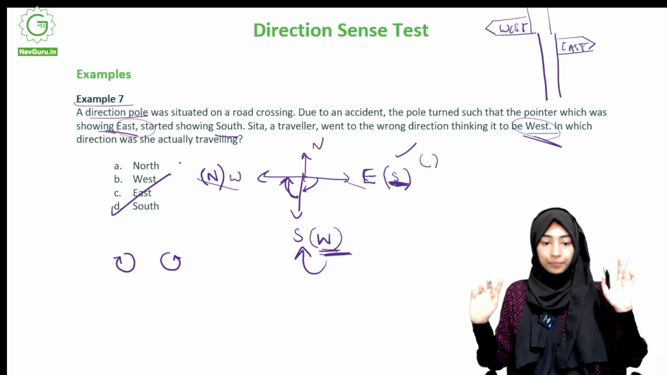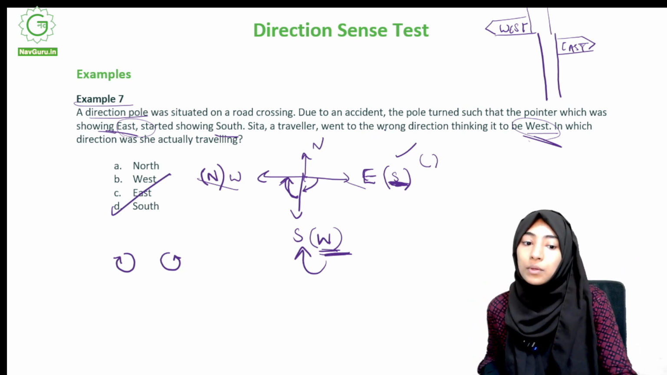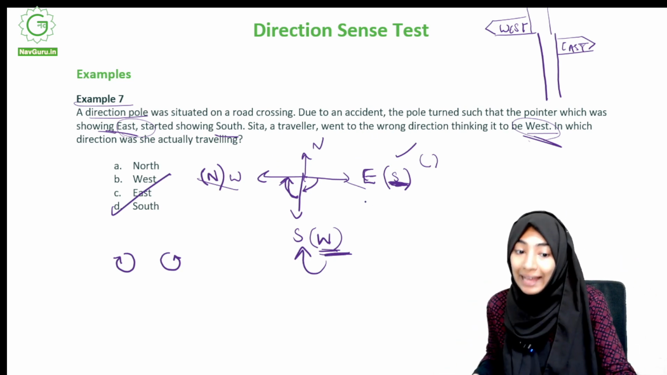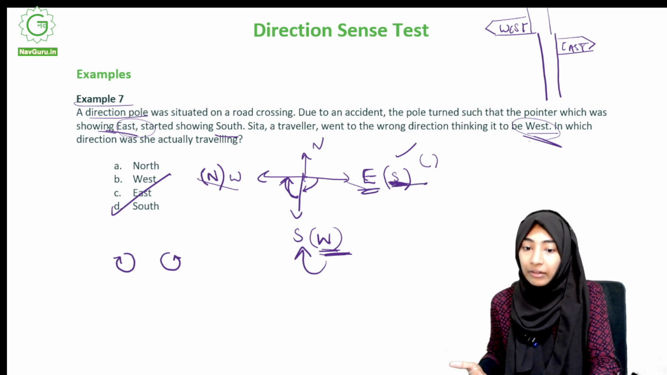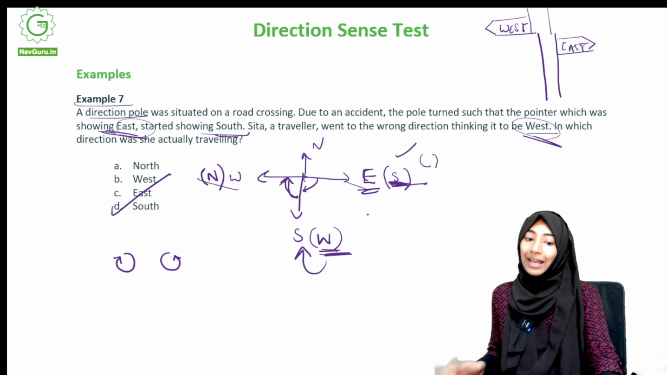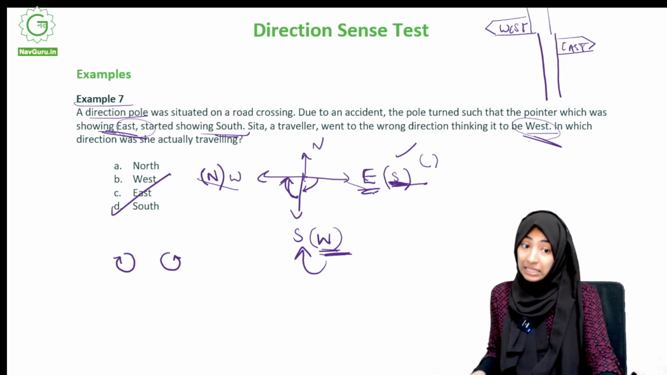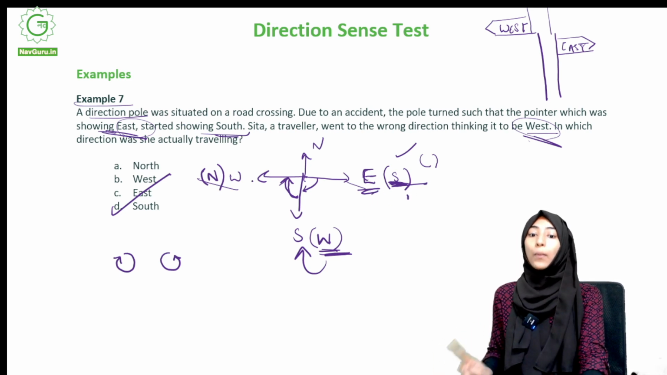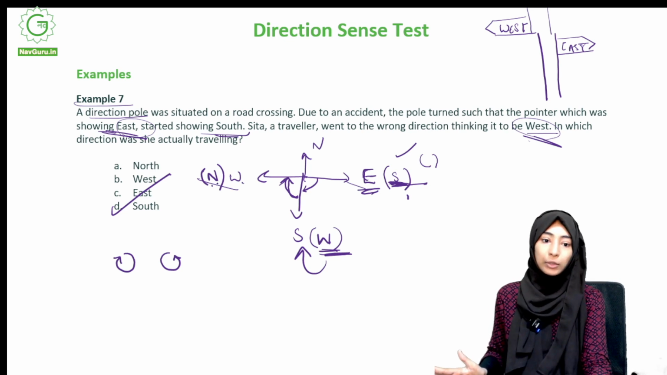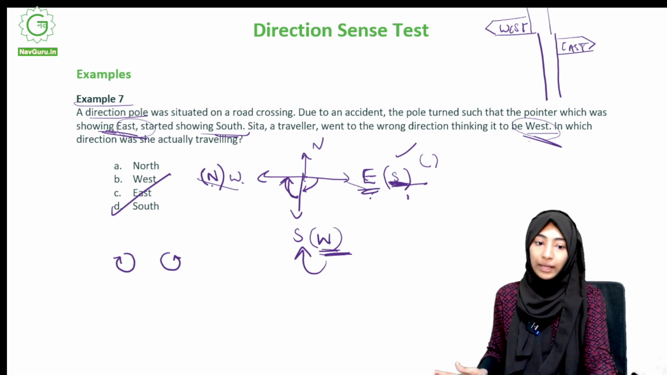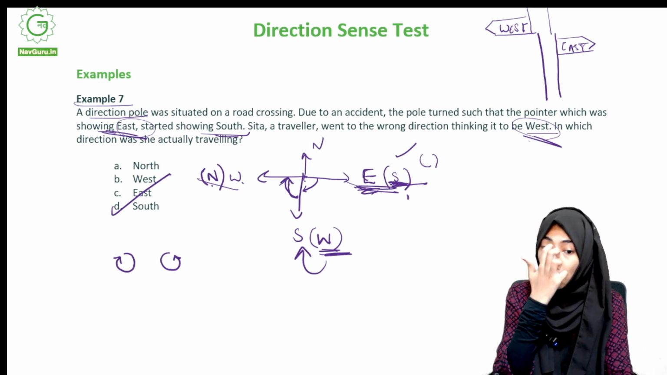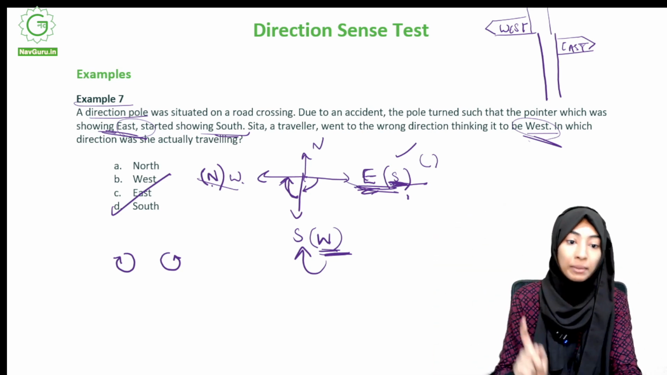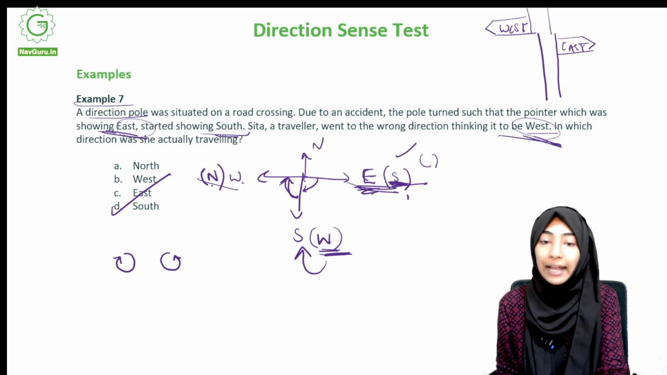We've gotten our answer. All we needed to do was get a correlation between the actual direction and the new direction. So we already have that east becomes south. Then what we wanted to find is, if east becomes south, what becomes west? That is what we need, because Sita thought that the direction was west.